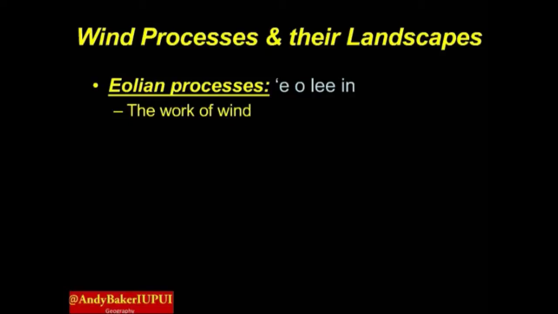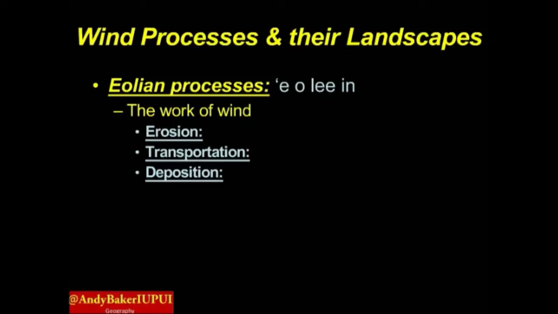Now we're going to look at the role of wind in creating various landscapes and landforms. So we're going to look at wind processes, which are also known as aeolian processes, and that comes from the Greek ruler of the winds, Aeolus. We're going to continue to look at, just like we did with fluvial processes, erosion, transportation, and deposition.